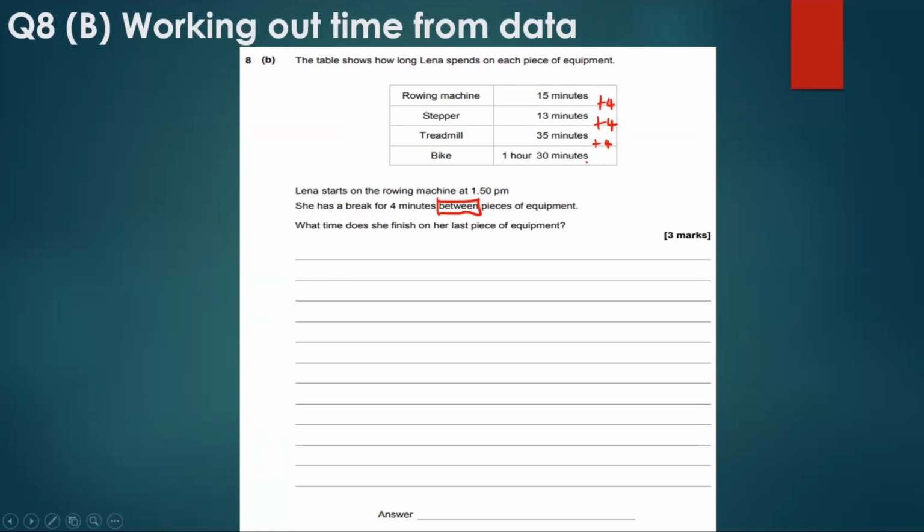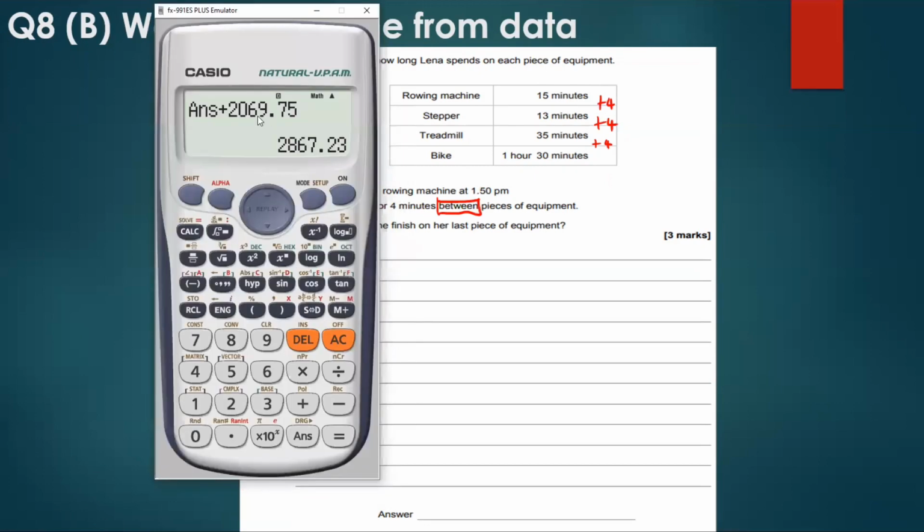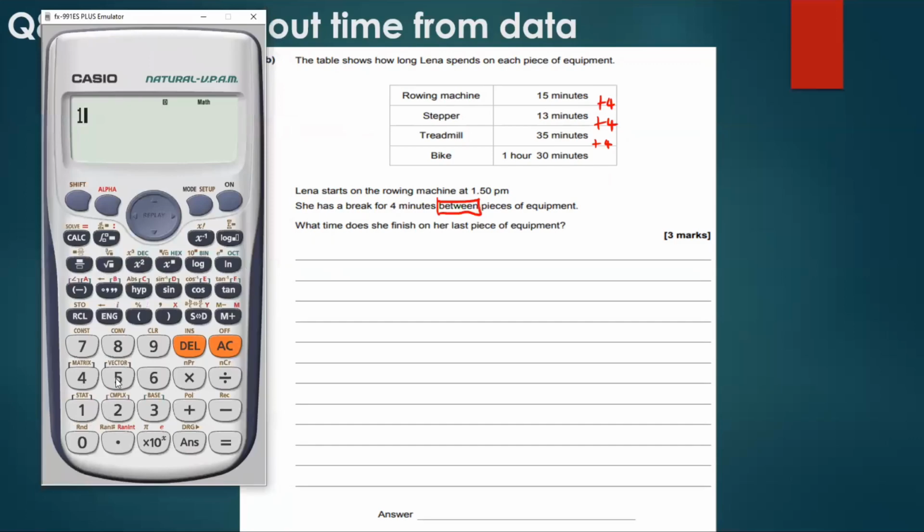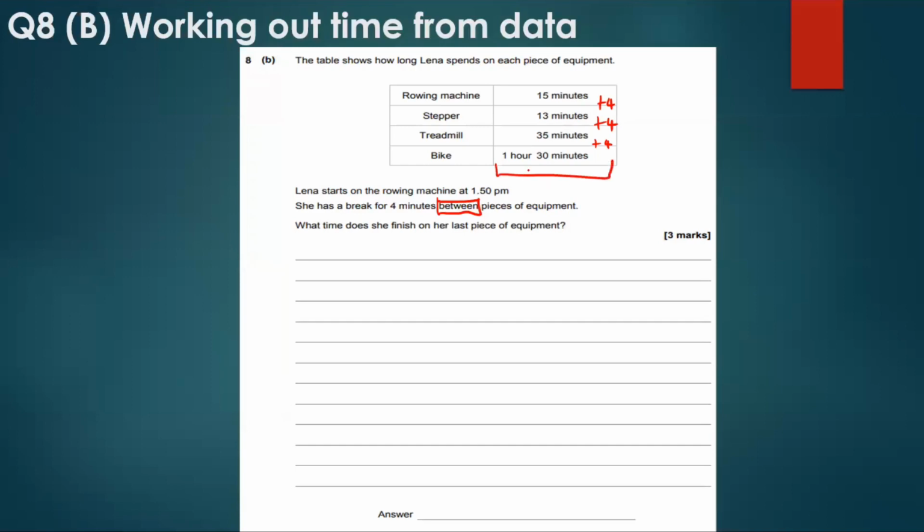So what I'm going to do is get my calculator out, and because it's calculator paper, I can obviously do this. I'm going to add up the total time first of all. So I've got 15 plus 4 plus 30. And then she's got a break of 4 minutes. And then plus 35, and then plus 4, and then she's got 1 hour and 30. Now, I can't really write 1 hour 30, so I'll write that in minutes. Well, 1 hour is 60 minutes, plus 30 is 90. So plus 90 minutes, and that gives me a total of 165 minutes. So total is equal to 165 minutes.